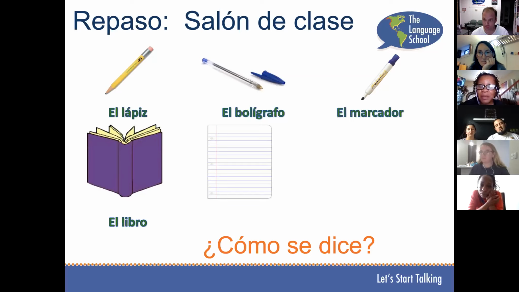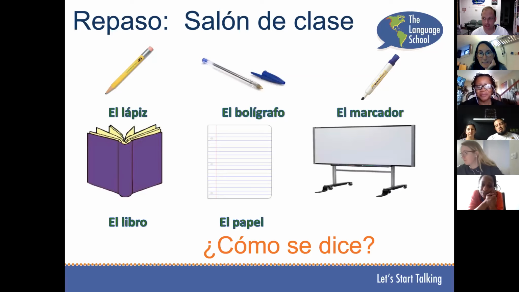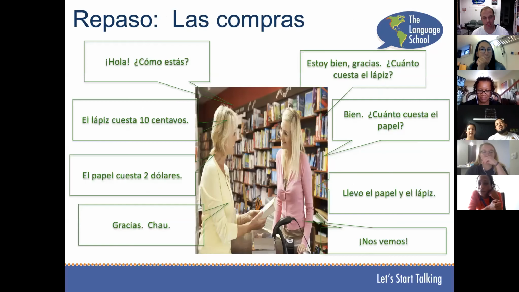¿Cómo se dice paper? El papel. All right, last one, Emily to Kia. Kia, ¿cómo se dice board? La pizarra. Muy bien.